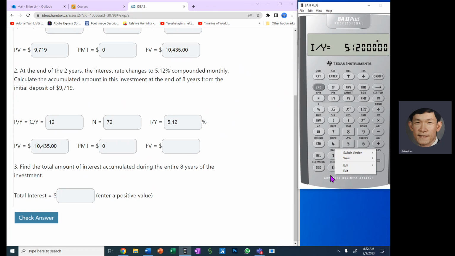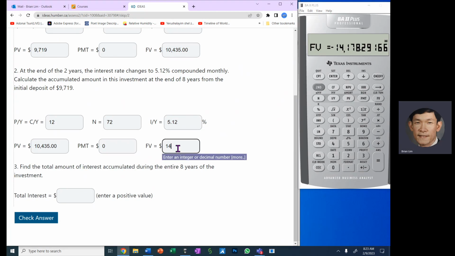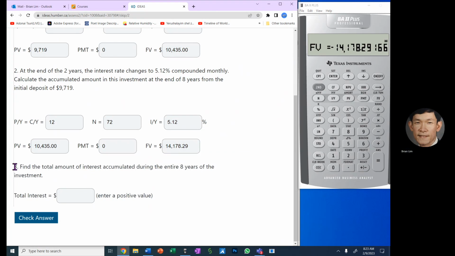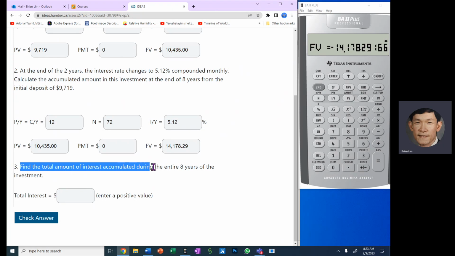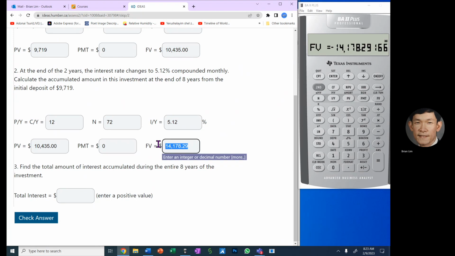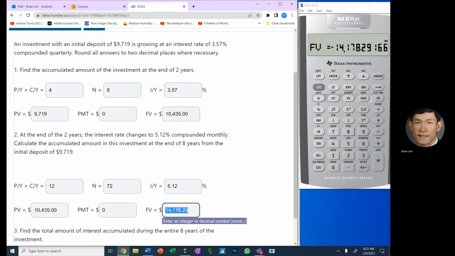All right, so 10,435 goes in for the present value. 0 for the payment, and then we compute the future value. And that is what the future value gives, 14178.29, right? Okay, find the total amount of interest accumulated during the entire 8 years of the investment. So 8 years of the investment, the money is now $14,178.29. Now, what did we start with?